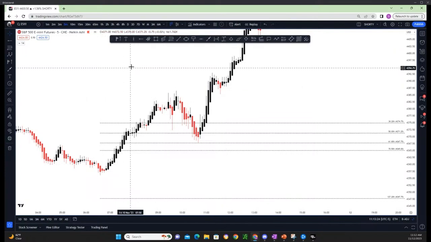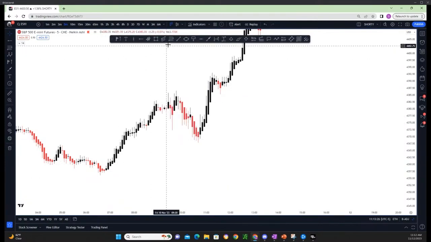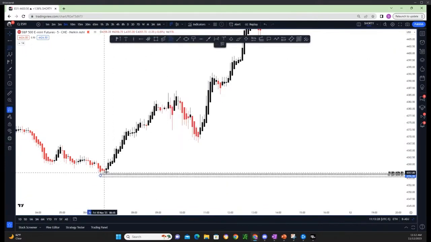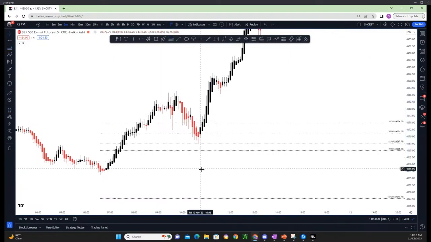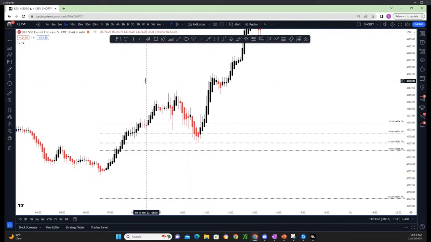So if you look here, what I did, I grabbed from low to the high of this swing, and take a wild guess where we bounced. 4367 on the dot, right? For me personally, this is just something that I trade with. If I'm trading fibs, I'm using Heikin Ashis, and I don't know why.